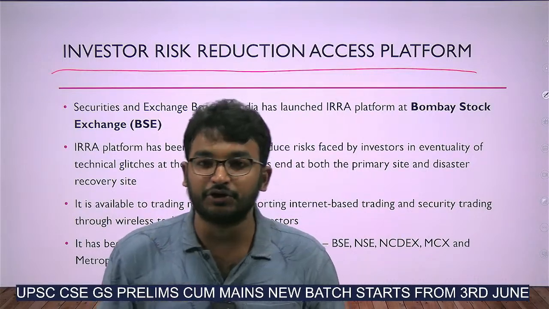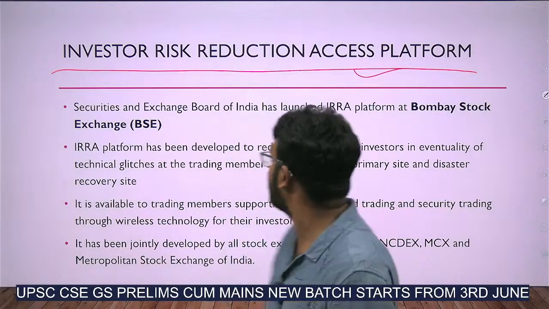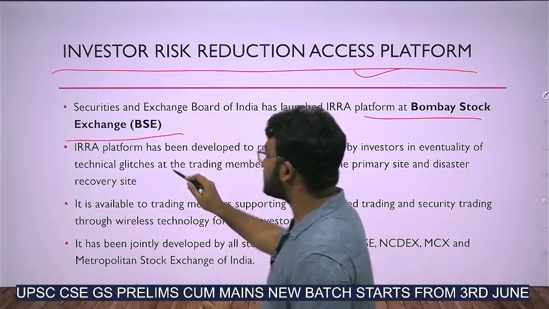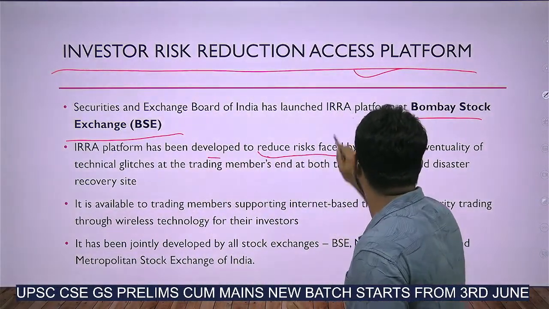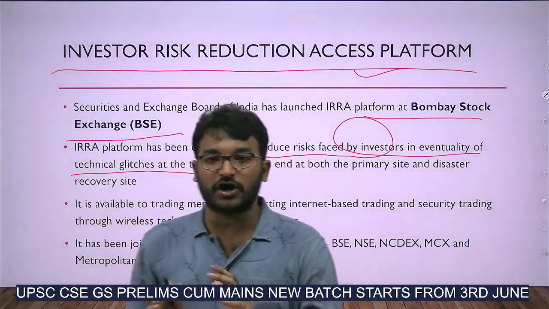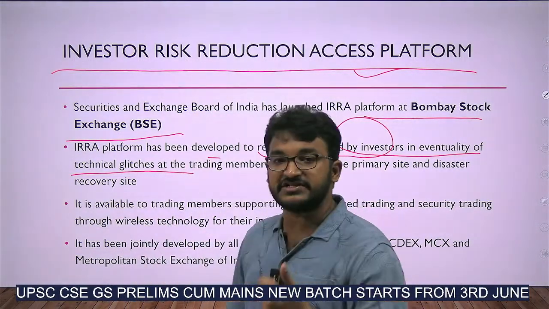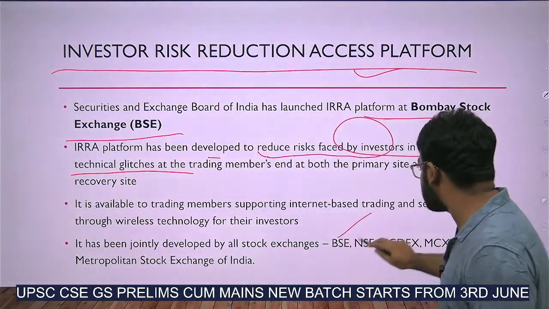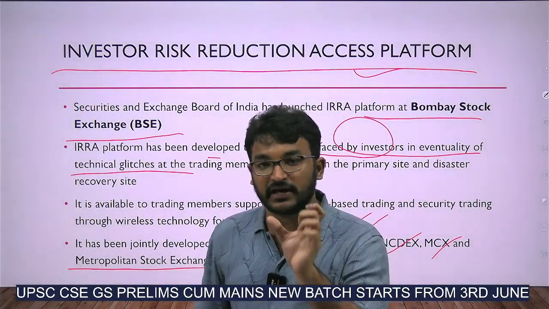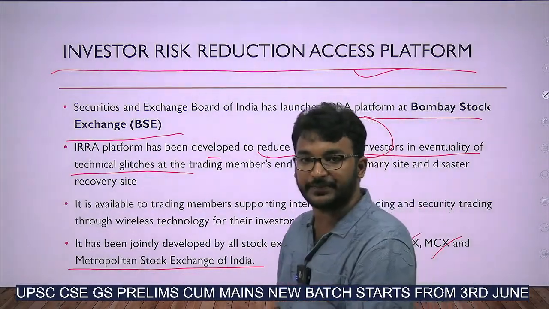To control this, a new platform called investor risk reduction access platform has been created by SEBI. Where was it launched? It has been launched at Bombay Stock Exchange. This IRRA platform has been developed to reduce risks faced by investors in the eventuality of technical glitches. This is not for price change, for technical glitches only. It has been jointly developed by Bombay Stock Exchange, National Stock Exchange, NCDEX, MCX and Metropolitan Stock Exchange of India. It has been launched at Bombay Stock Exchange, but it is developed by the other stock exchanges combinedly.